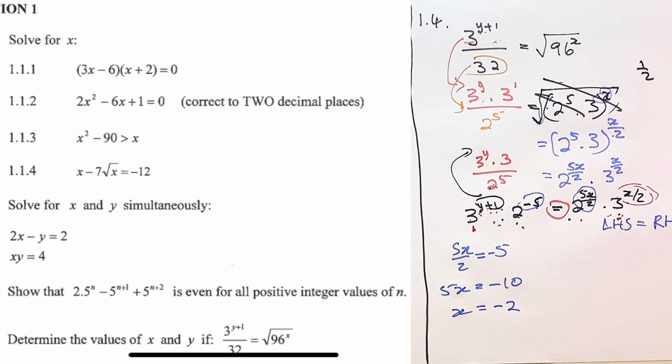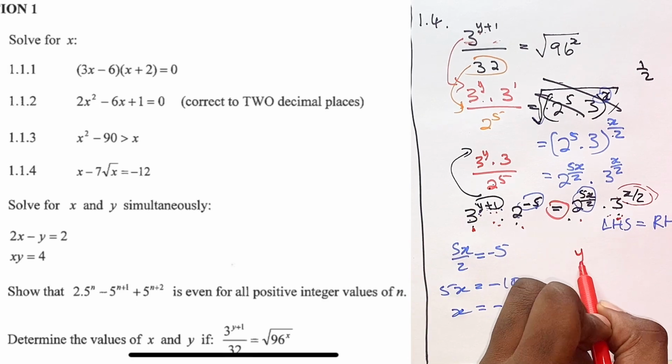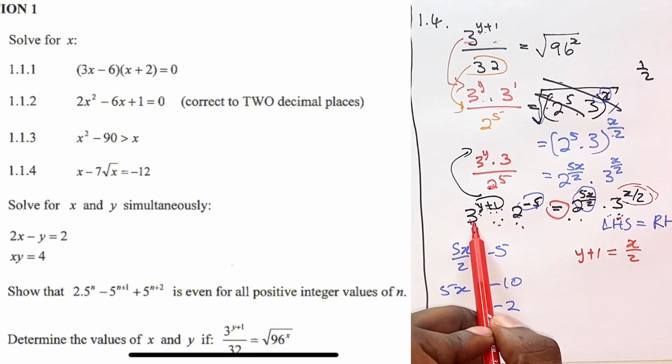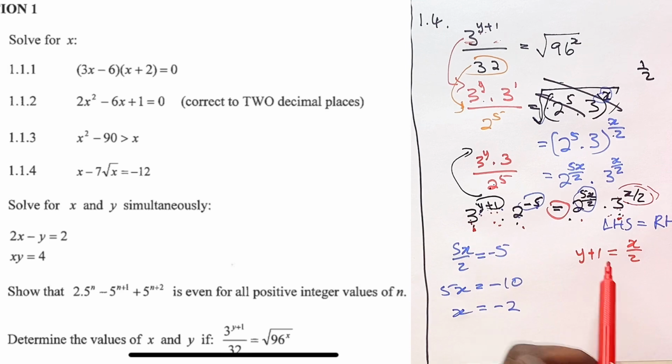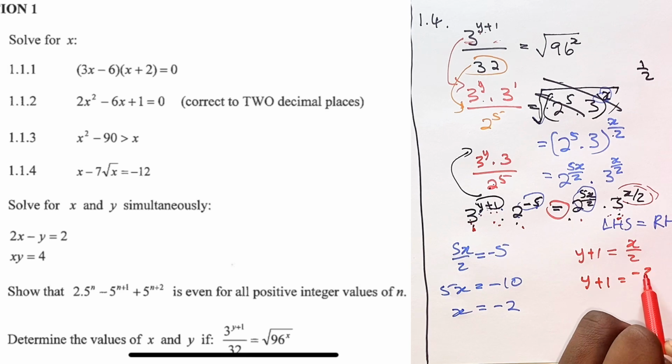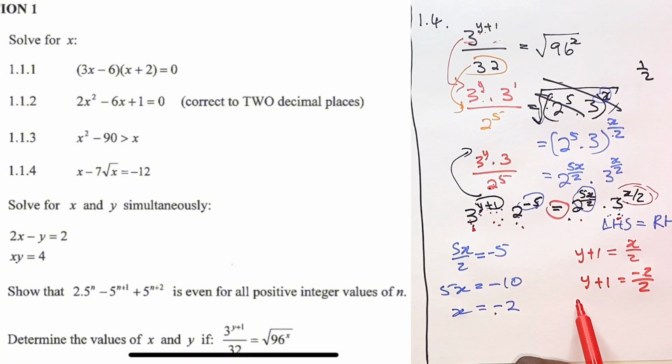What is the value of y? y plus 1 equal to x over 2. The exponents of the base 3 are equal. Now I can equate them because I now know the value of x. So I have y plus 1 equal to negative 2 over 2, because I now know the value of x is negative 2. And then my y will be equal to negative 1. Transpose this 1, it will become negative 1. So y is also equal to negative 2. And now I have the value of x and the value of y.